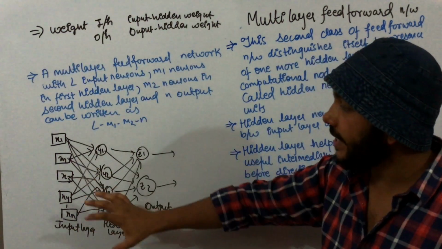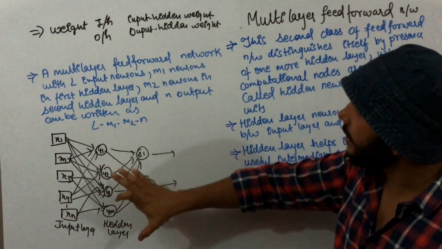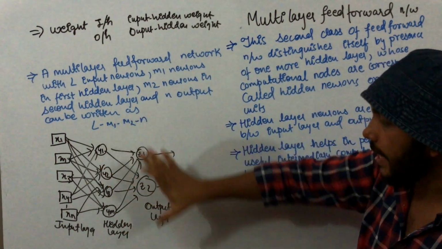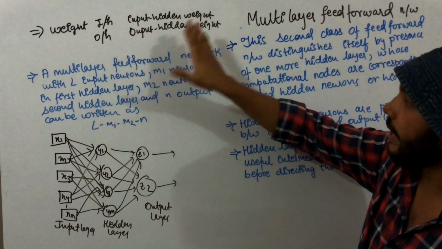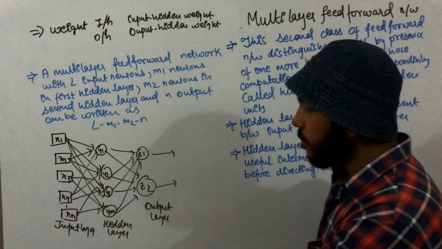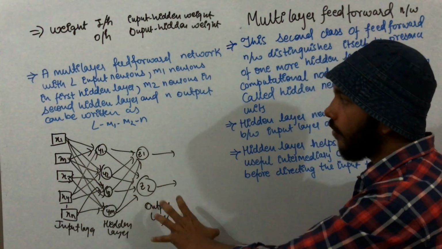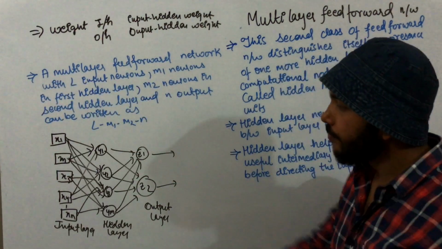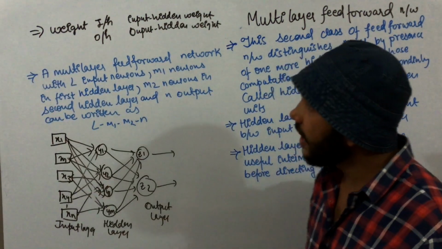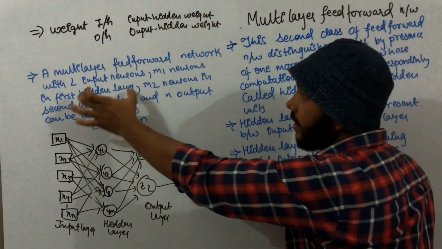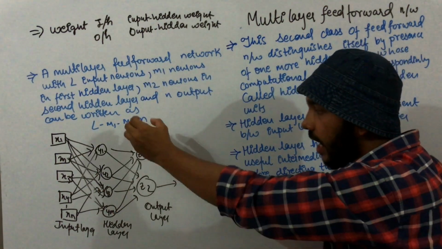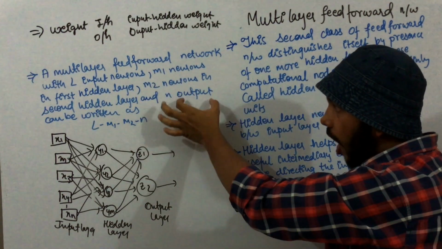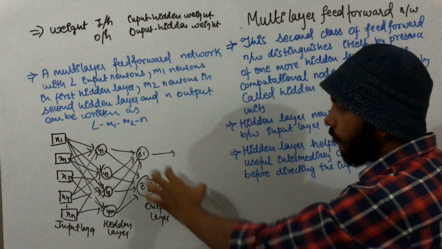The weight associated with the input and hidden layer is called the input-hidden weight, and the weight associated with the hidden layer and output layer is called the output-hidden weight. Suppose this is our multi-layer feed-forward network, a multi-layer feed-forward network with L input neurons. Suppose here we are having L input neurons and M1 neurons in the first hidden layer, and suppose you are having another hidden layer, the second hidden layer, that has M2 neurons.